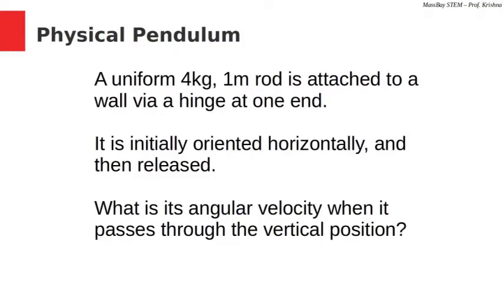Consider this puzzle. A uniform 4 kilogram, 1 meter rod is attached to a wall via a hinge at one end. It is initially oriented horizontally and then released. What is its angular velocity when it passes through the vertical position?